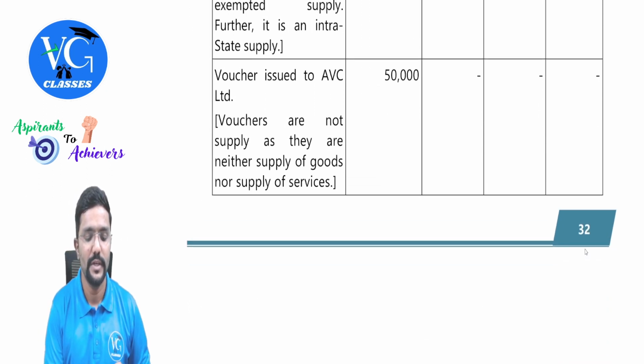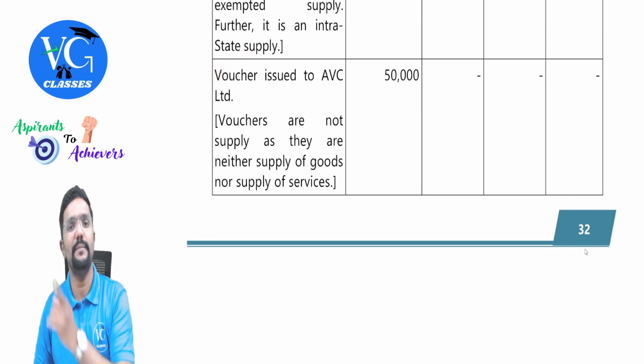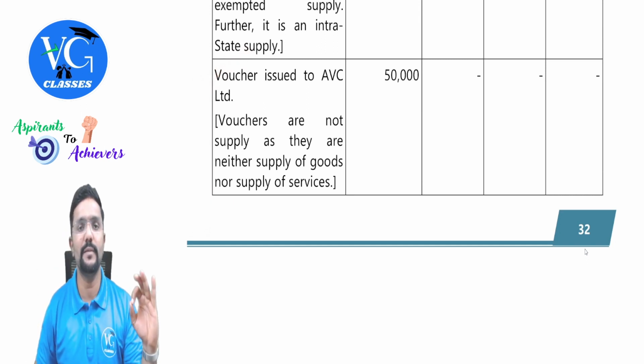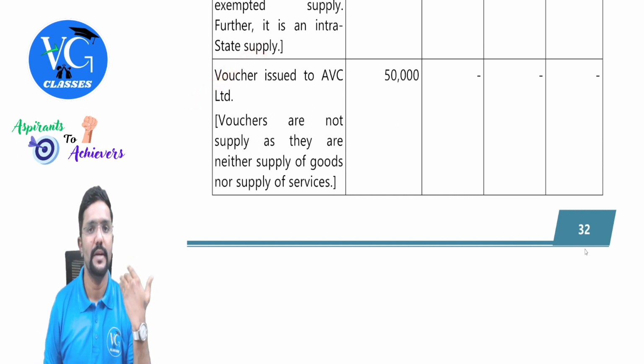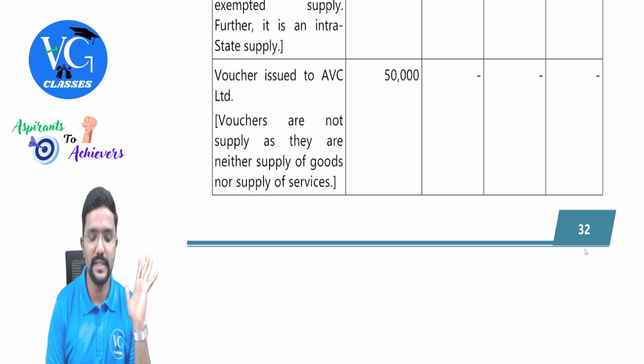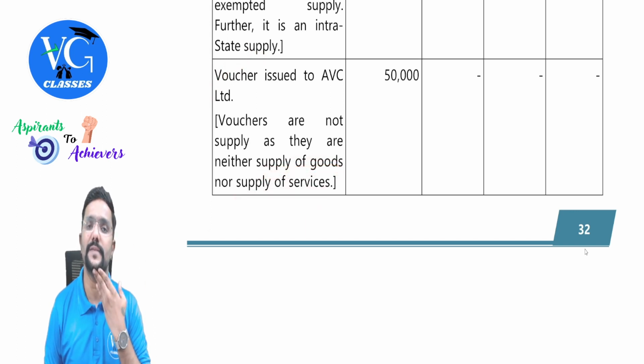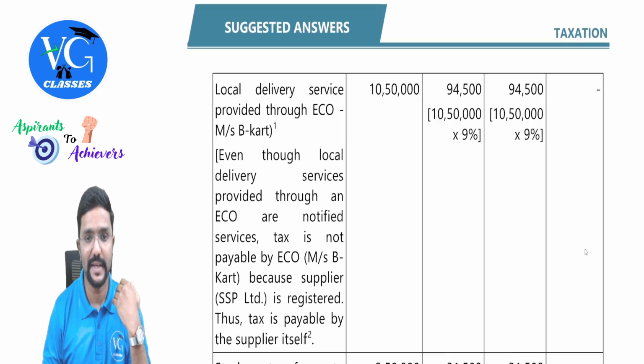Next, voucher issued. They told only it is issued and we have time till November. They didn't talk anything about redemption. So we will assume it is not yet redeemed. So not taxable in October. It is not taxable, guys. Because it is neither the supply of goods nor the supply of services. Okay. As per the clarification.